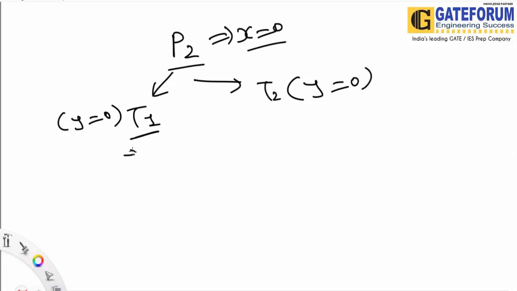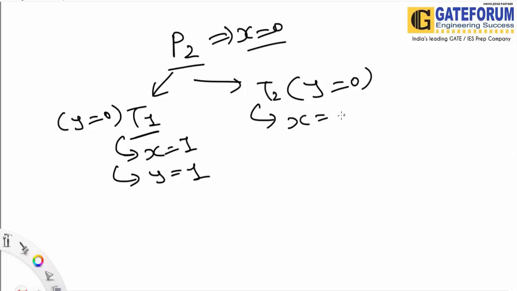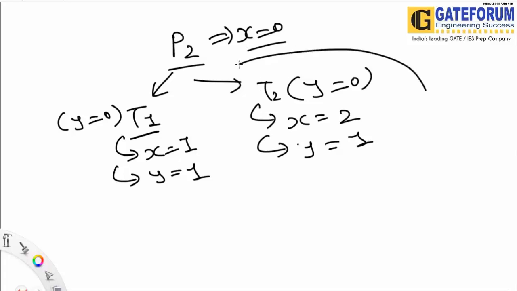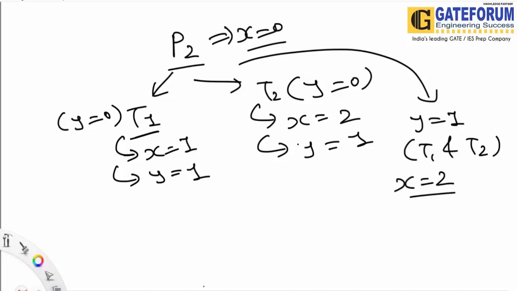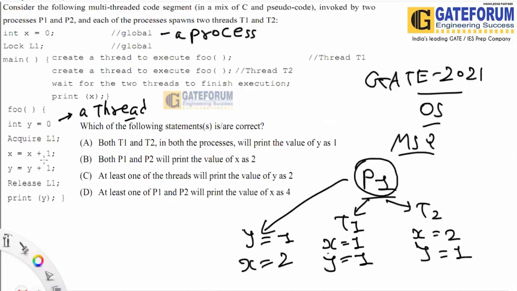This thread increments the value of x by 1, making x equal to 1, and increments y by 1. Now this thread increments x by 1, which makes it 2, and also y by 1. So for P2 also, y equals 1 for both T1 and T2 and x equals 2. Why is this happening? Because each and every process is doing sequential execution by acquiring the lock.